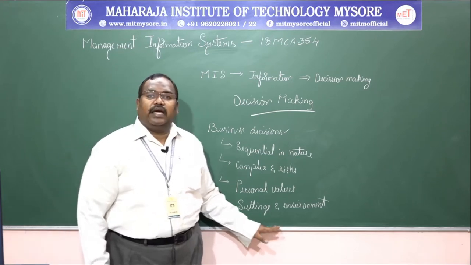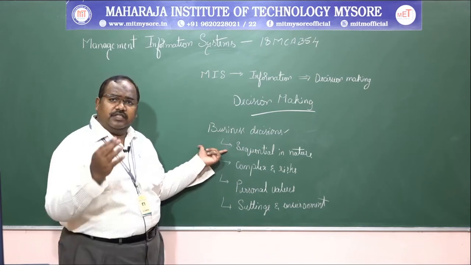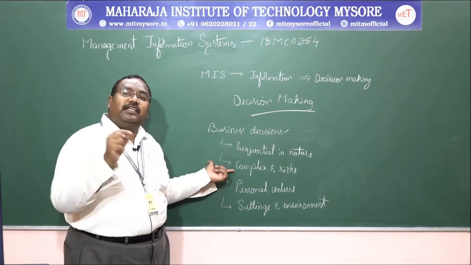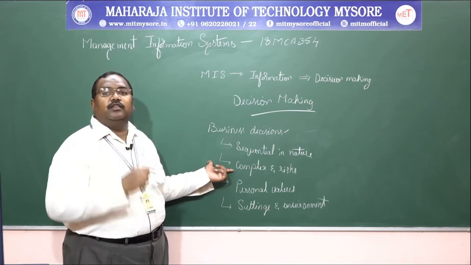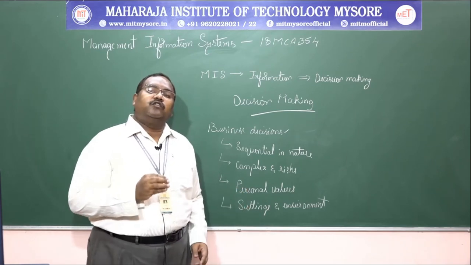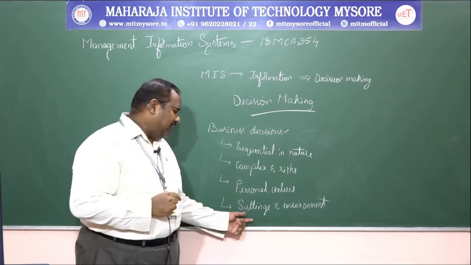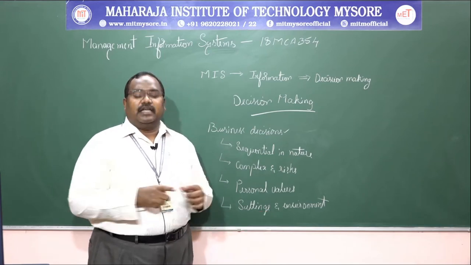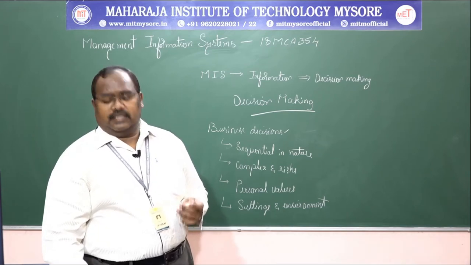So these are the few characteristics that are associated with a business decision. The first is that it is sequential in nature. Second, it involves a lot of complexity, and the decision he takes involves some kind of risk. He has to handle those risks in an efficient manner, and a lot of personal values will also creep into his decision, with or without his awareness. And finally, there are a lot of institutional settings and also environmental factors that affect the institution with respect to business decisions.